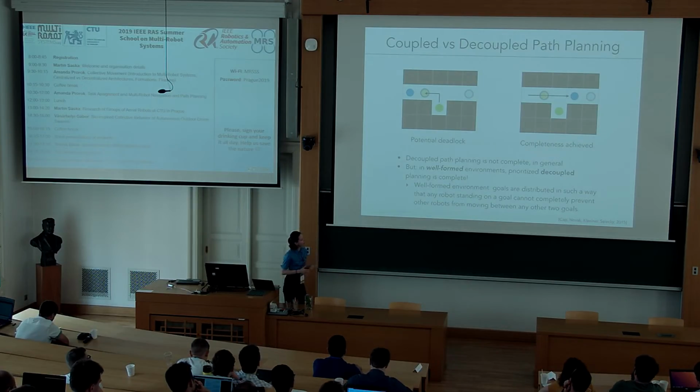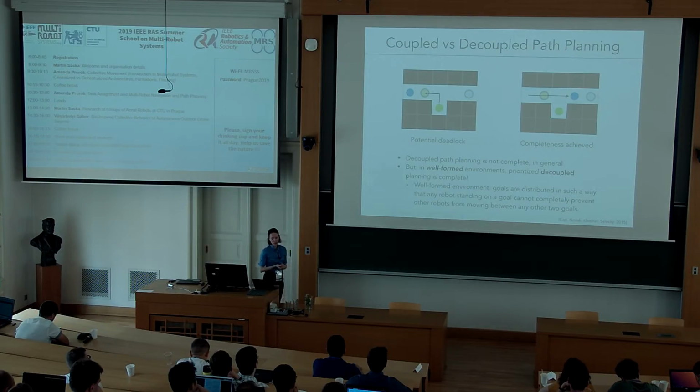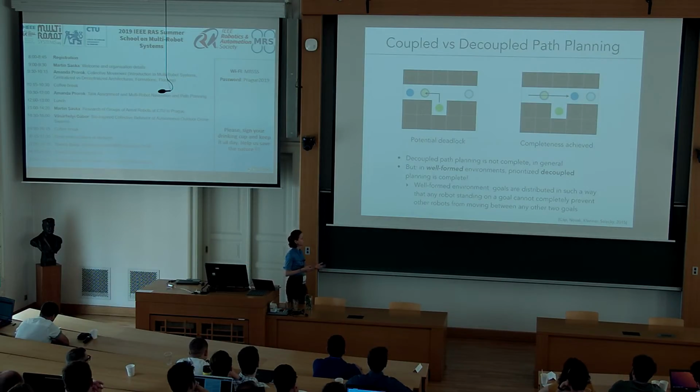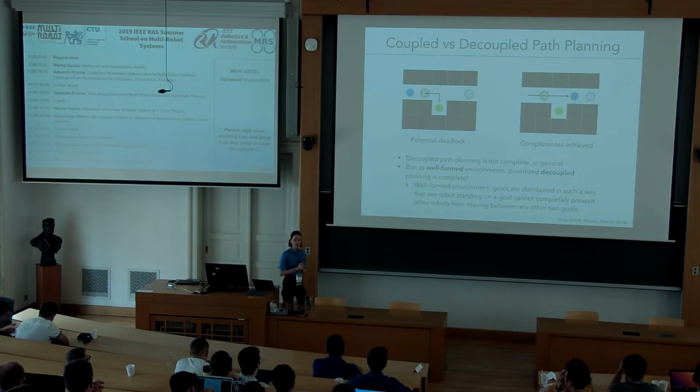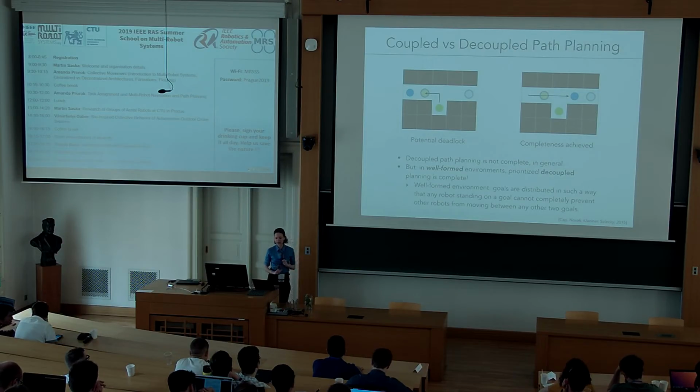And so there's this paper that was published not so long ago that says that if we define well-formed environments, then we can actually guarantee that any robot will be able to reach its goal location eventually, right? And the way it does this is by saying that the goals are distributed in such a way that any robot standing on a goal cannot completely prevent other robots from moving between any two other goals. So a very simple requirement that allows you to design an algorithm to create environments and to place starts and goals inside this environment so that you know that completeness will be feasible. So there are ways of getting around this.